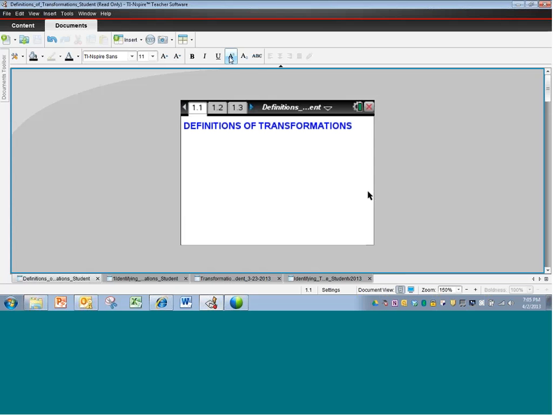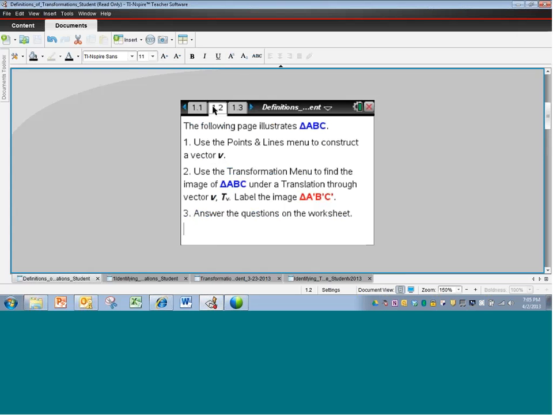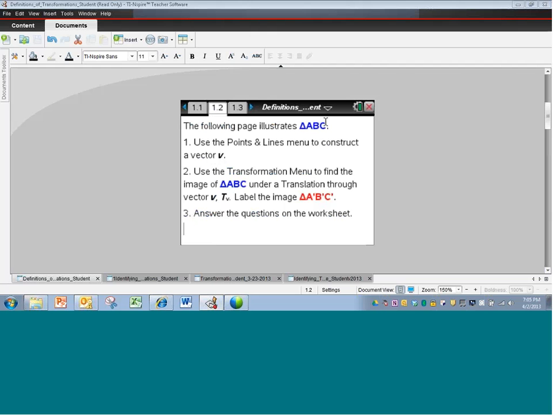We're going to begin this evening by looking at some definitions of transformations. Again, I would remind you that you'll be receiving these documents at a later date, but feel free to follow along this evening as you find appropriate. We see here a set of instructions. We're going to be looking at a triangle ABC, and we're instructed to use our points and lines tool to construct the vector V. Then using the transformational toolbox, we're going to find the image of that triangle under a translation through our vector that we create.